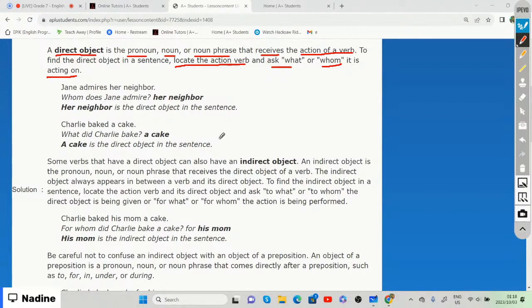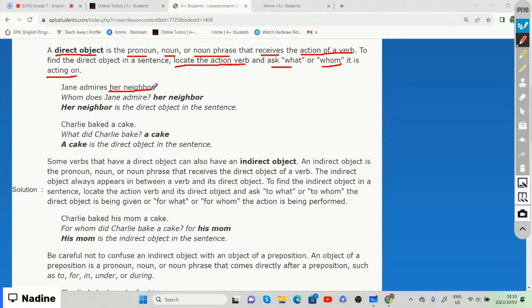For example, Jane admires her neighbor. It's like asking yourself, who does Jane admire? Jane admires her neighbor. So that being the direct object. So her neighbor is a direct object within the sentence. It's like asking ourselves, whom does Jane admire?